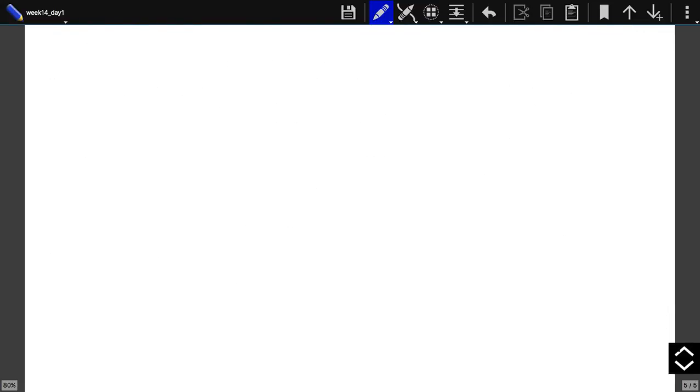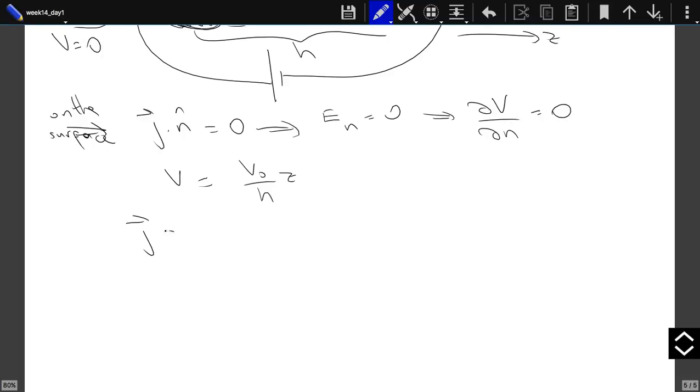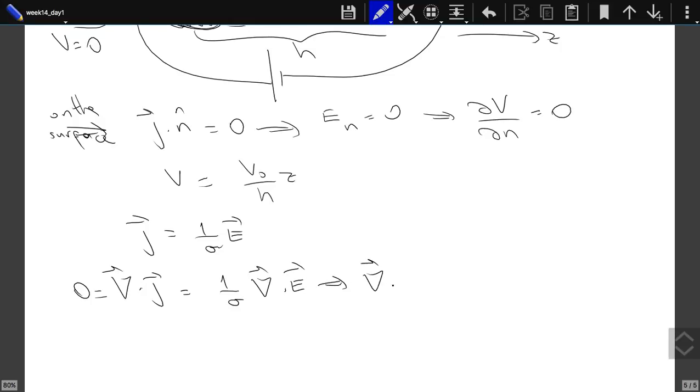Well, let's see. J is equal to 1 over sigma times E. Divergence of J should be 0 because there's no accumulation of charge anywhere. We are still, in a sense, in a static case in the sense that there's no accumulation of charge anywhere. But this is equal to 1 over sigma times divergence of E. So divergence of E is 0. So my potential should satisfy the Laplace equation.